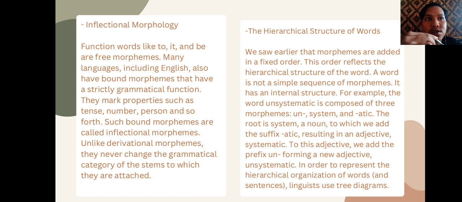The hierarchical structure of words. We saw earlier that morphemes are added in a fixed order. This order reflects the hierarchical structure of the word. A word is not simply a sequence of morphemes, it has an internal structure. For example, the word unsystematic is composed of three morphemes: un, system, and -atic. First, system is a noun to which we add the suffix -atic, resulting in an adjective, systematic. To this adjective we add the prefix un-, forming a new adjective, unsystematic.